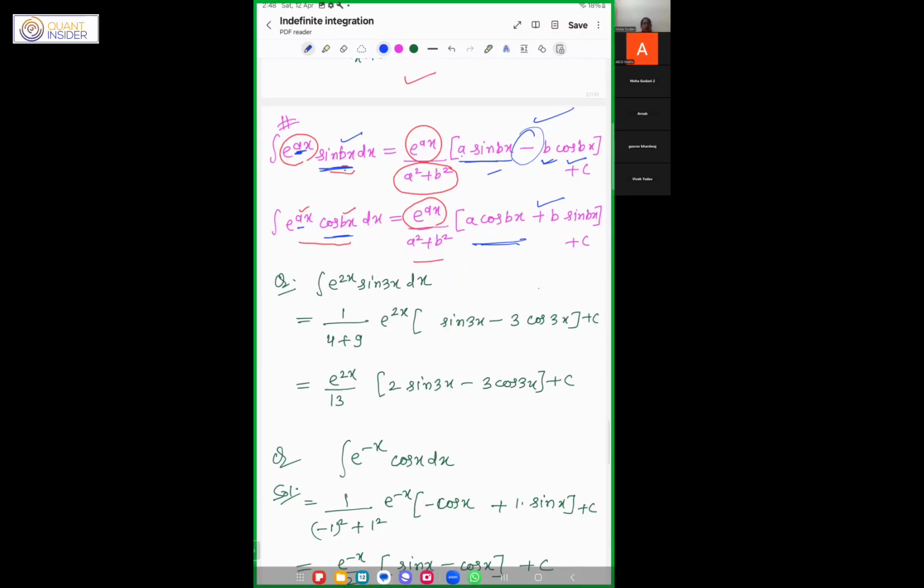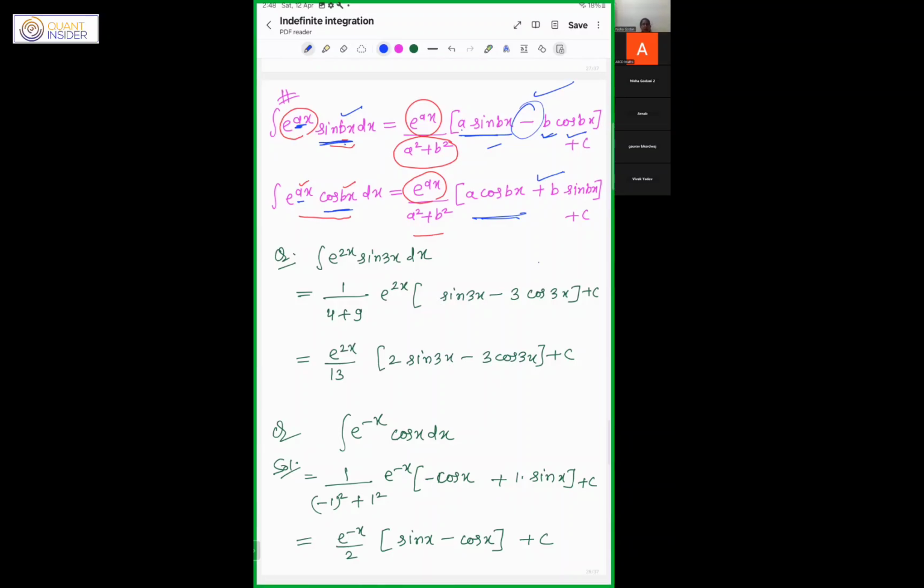I want to say how to memorize this formula, because many times students make mistakes while applying these formulas. So you must remember correctly.